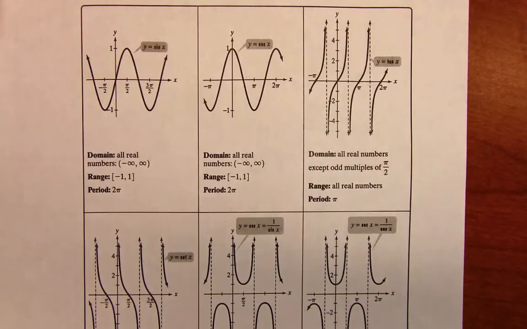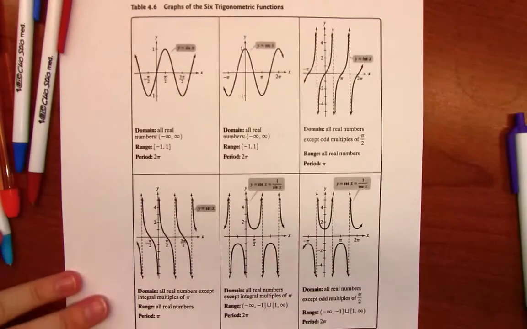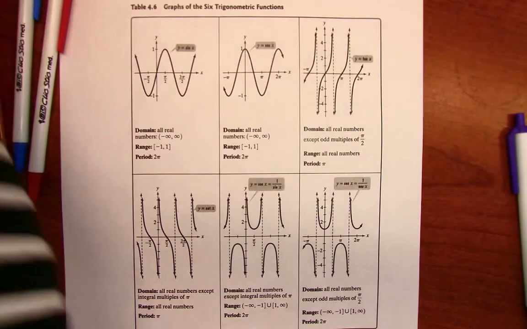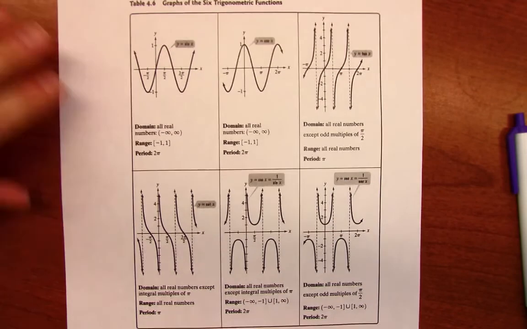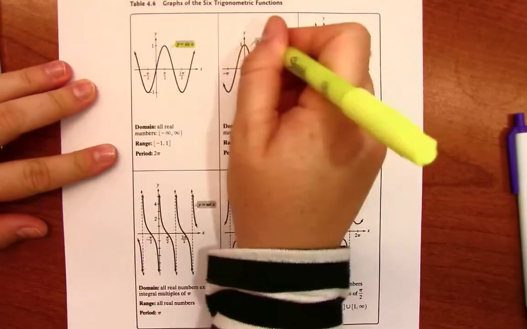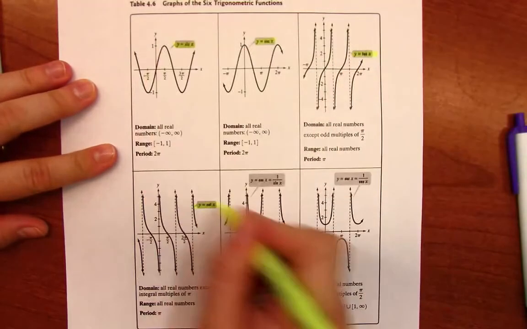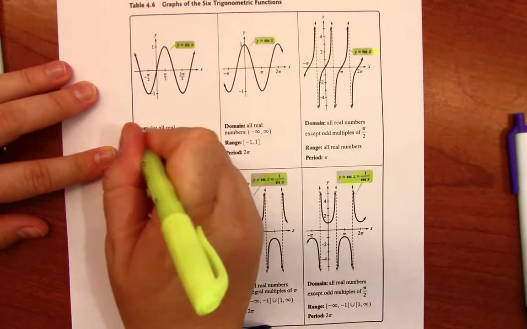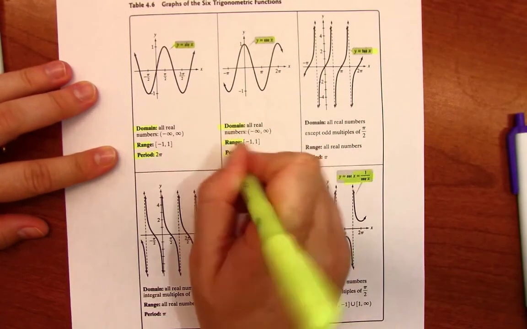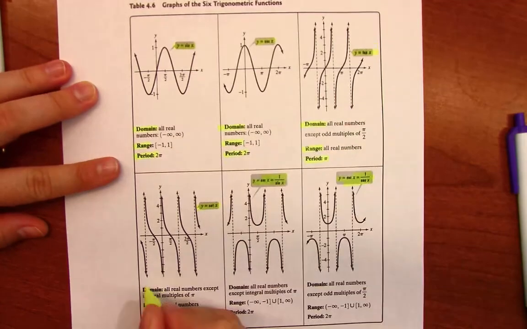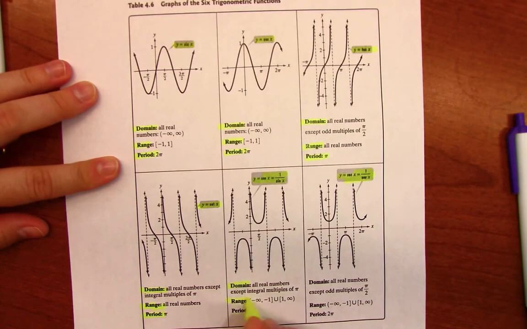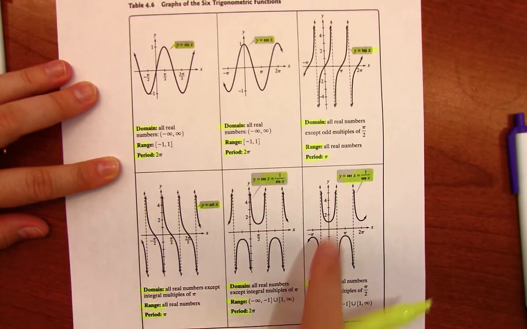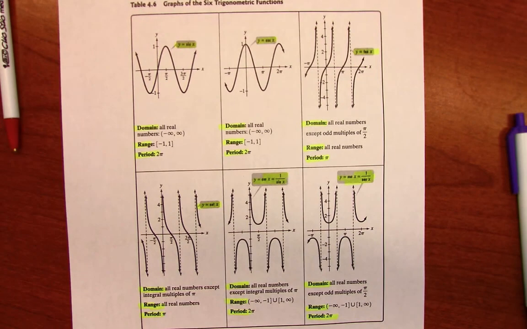Now, this chart here is straight from your book, and I think it's a really great summary of all the different trig functions that we looked at. So this is sine, cosine, tangent, cotangent, cosecant, and secant. And then it tells you their domain, range, and period. This is really, really helpful information. So I would make sure that you know all of this information and you know the shapes of these graphs. And that brings us to the end of part 2 of 4-6.